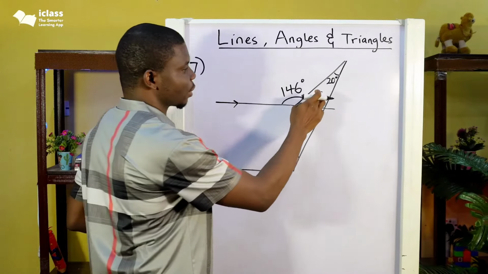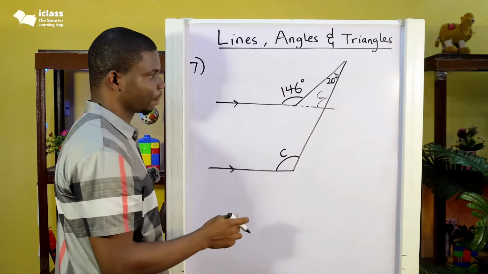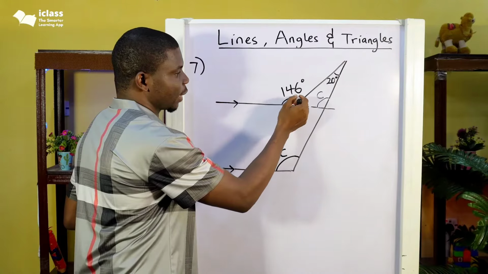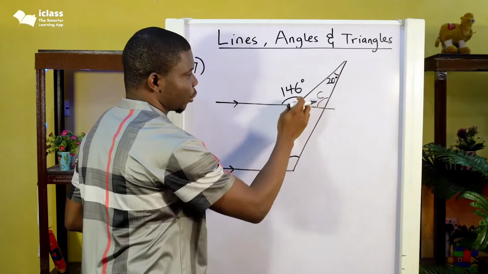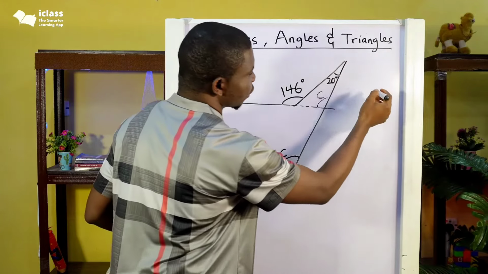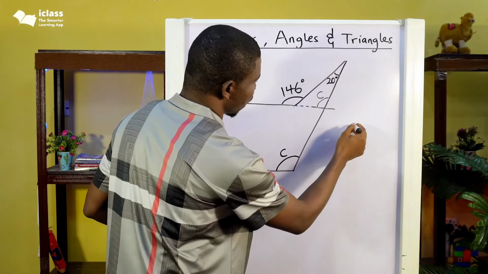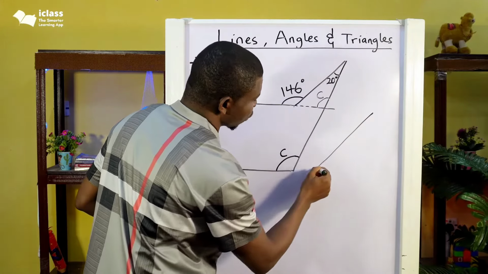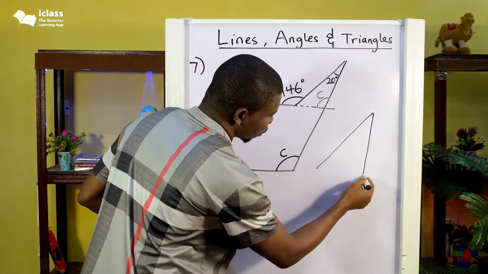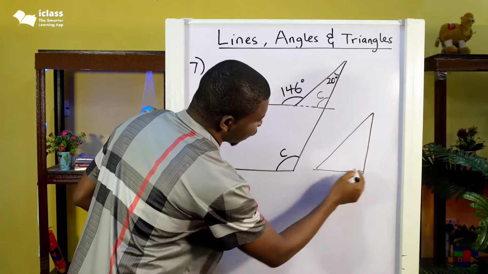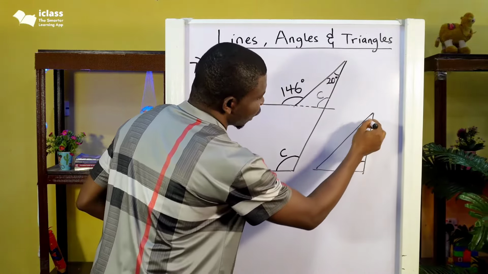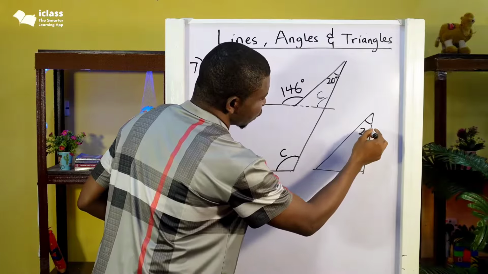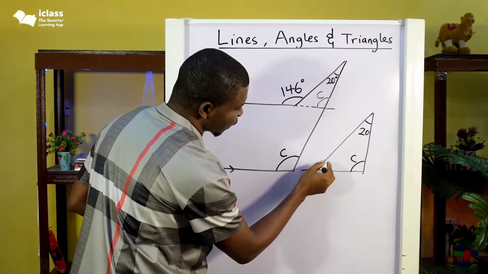So how do I get this angle C? You know, this is the external angle of this particular triangle here. Okay, let me draw it out. This triangle, we have C here, right? And then we have 20 degrees here. And then this is the external angle.